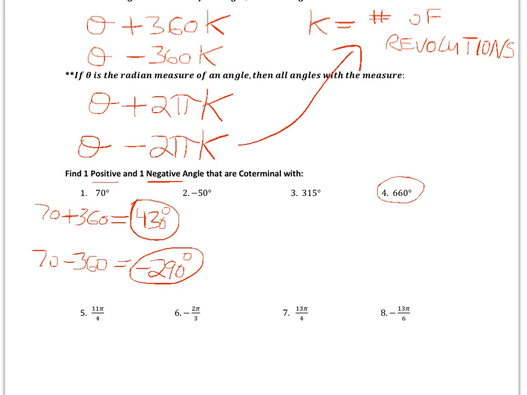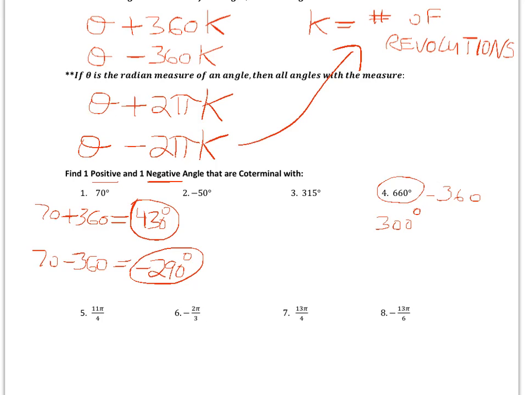Well, to get it between 0 and 360, I know if it's more than 360, I'm going to subtract 360 from this. When I subtract 360 from 660, that gives me 300. And I know this would lie at 300 degrees. This would be in the 4th quadrant. So I know where 660 degrees is. It's just more than 1 revolution.